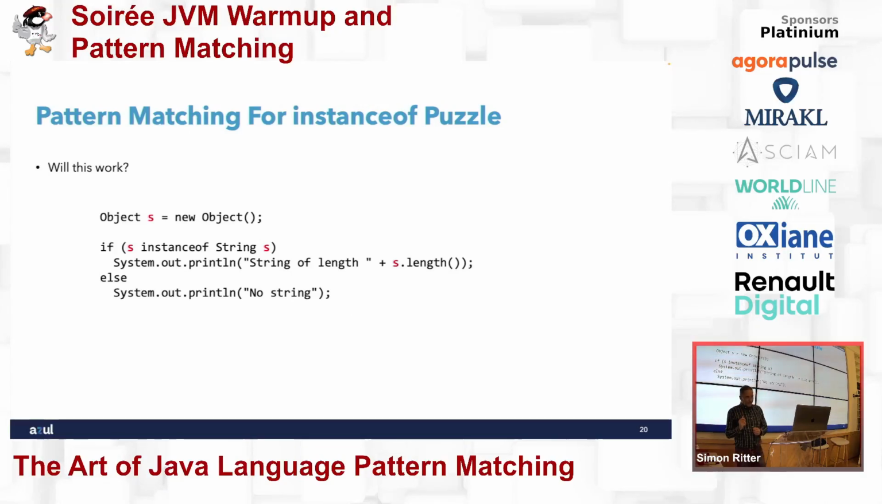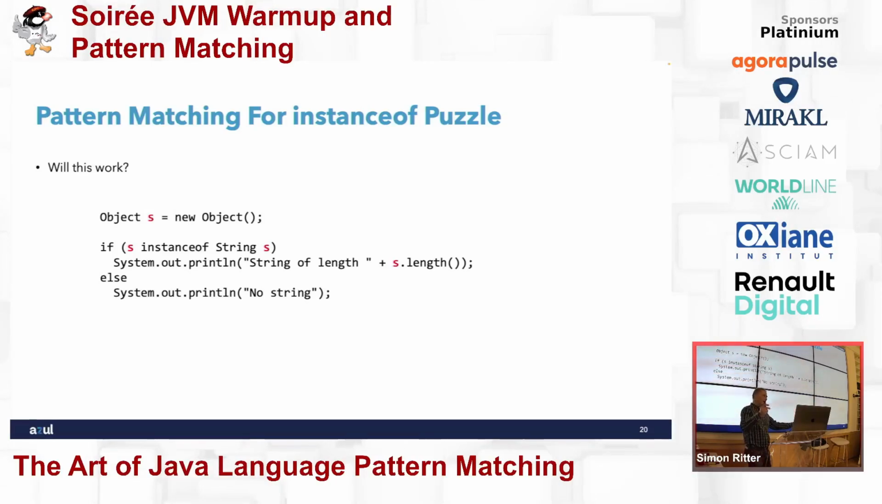Okay, pattern matching for instanceof puzzle. Right, so here's a piece of code. Object s equals new Object. So I'm assigning a new object instance to s. And then I say if s instanceof String s. So s instanceof String is my predicate, and then I'm trying to use s as my pattern variable. And if it is a string, then it'll print out the length of the string. If it isn't, it will print out no string.